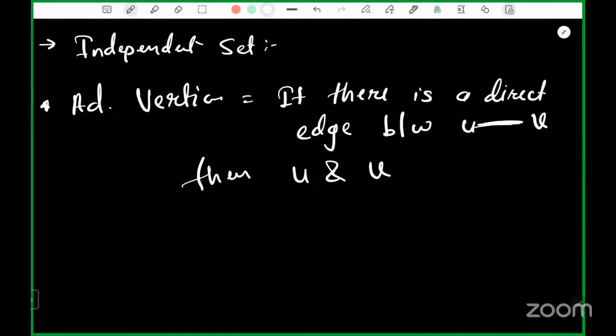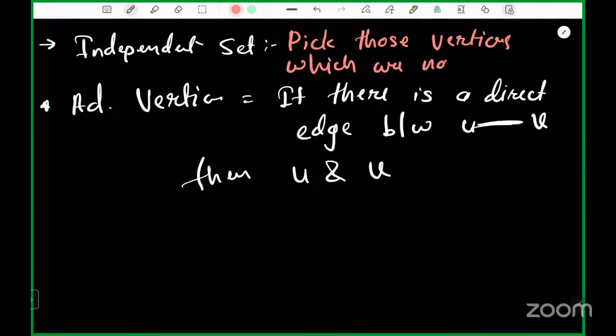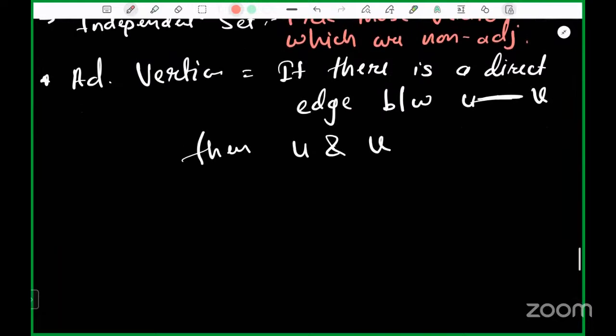Okay, so what is an independent set? Again, we have to pick some vertices only. You have to pick those vertices which are non-adjacent, right? So that means you have to consider those vertices which are not directly connected with each other. Okay, so let's see some examples.